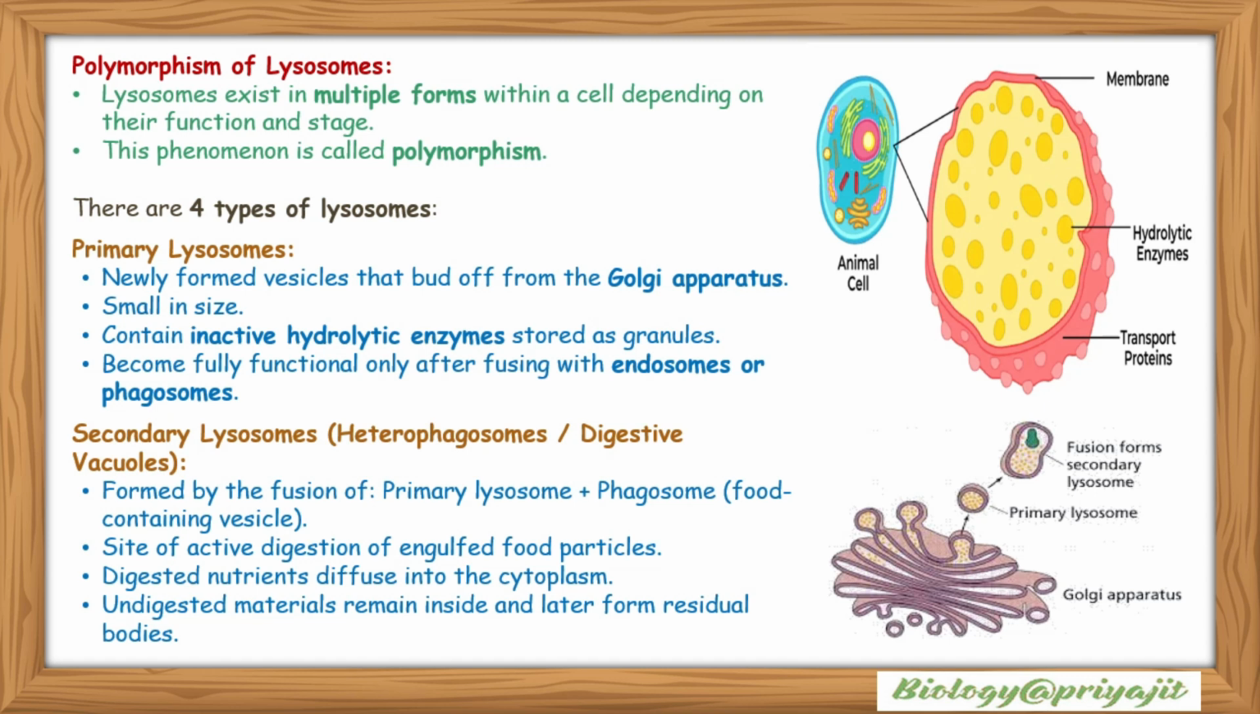Secondary lysosome, or heterophagosome, or digestive vacuole. It is formed by the fusion of a primary lysosome and a phagosome, that is the food-containing vesicle. It is the site of active digestion of engulfed food particles. Digested nutrients diffuse into the cytoplasm. Undigested materials remain inside and later form residual bodies.